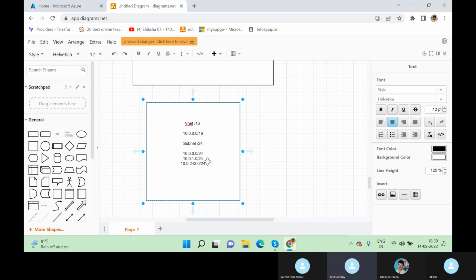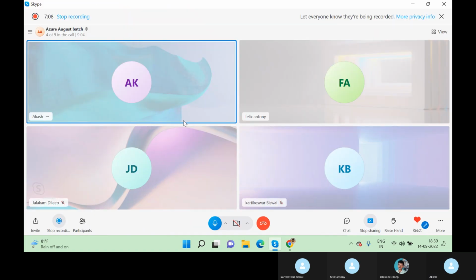For a /24, how many subnets can you think of in this particular CIDR? How many subnets can I create? 255. Correct, that is the answer. So you can create 255 different varieties of subnets. But if you're giving /16 on both VNet and subnet, only one subnet you can create. Got the difference?